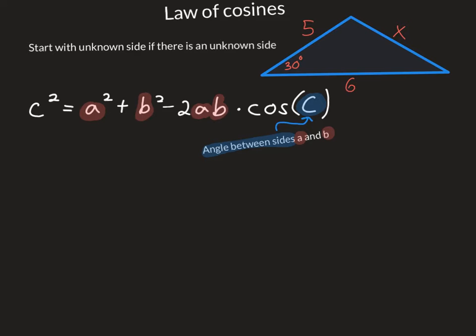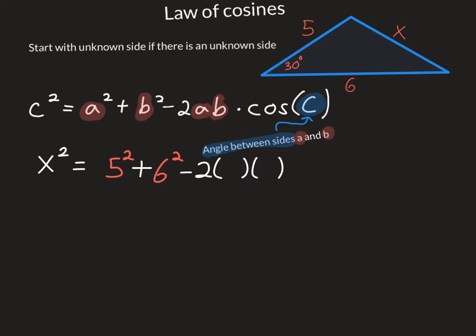So I'm going to go ahead and say, my c squared, in this case, is going to be x squared, my unknown side. So I have x squared is equal to the sum of the other two sides squared. What are my other two sides? In this case, my other two sides are 5 and 6. So it's going to be the sum of the other two sides squared. And then minus 2, that's just always a 2, times those same sides.